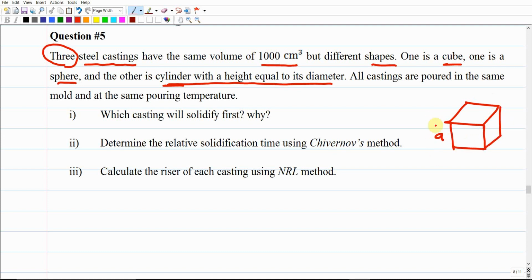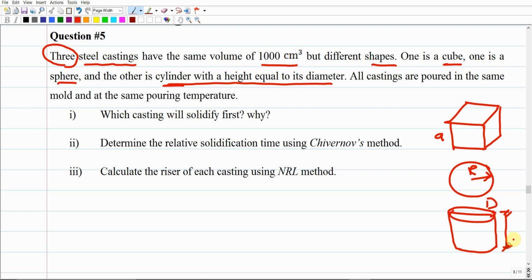So all these dimensions will be A. A sphere has only one dimension, which is the radius or the diameter of the sphere. But a cylinder has 2 dimensions, right? 2 things, diameter in addition to height. So that's why he said that the diameter is equal to the height. So both are D or both are H, kind of. Make sense? Its height is equal to its diameter.